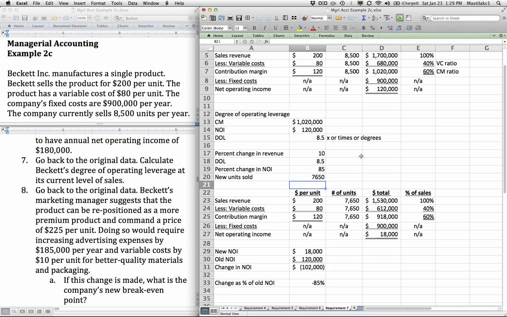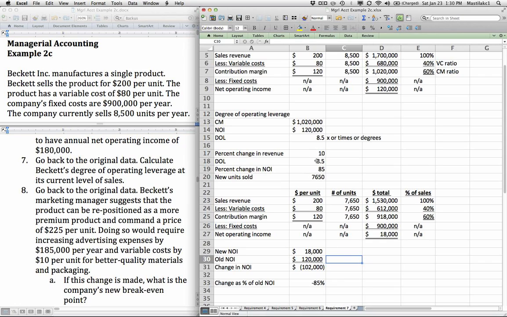Sales go down from 8,500 units to 7,650 units. Revenue drops from 1.7 million to 1.53 million. Contribution drops from 1.02 million to 918,000. So our new net income is only $18,000. Again, fixed costs stay the same with this change because they're fixed. So our new income is 18,000. Our old net income was our 120, and so our change is a decrease of $102,000, which is in fact an 85% decrease. So this shows how leverage is, in a sense, a two-edged sword.